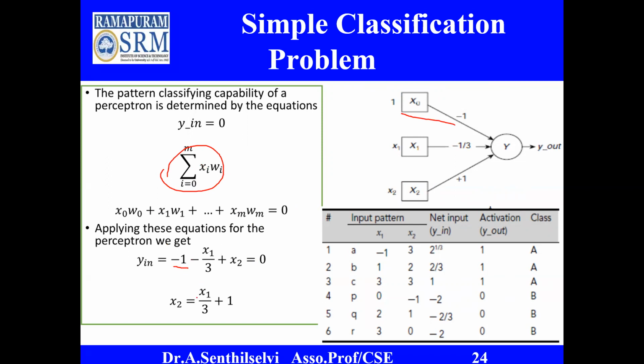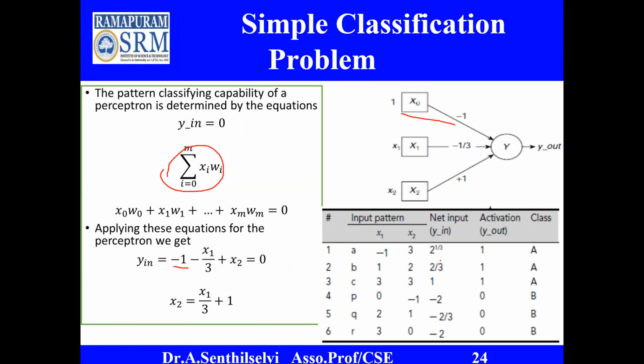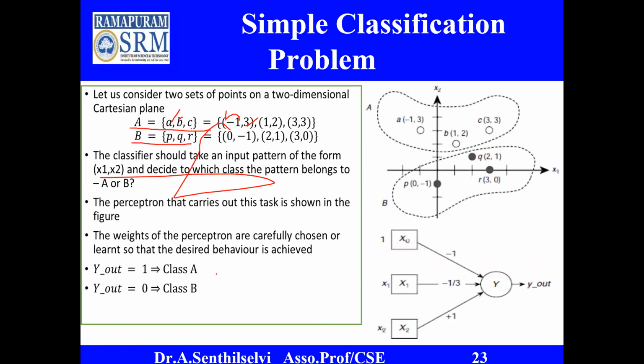Okay, so when we simplify this equation, we get x2 equal to x1 divided by 3 plus 1. If you are considering the input patterns, for example, if you have 6 samples in the input A, B, C, P, Q, R, what is the x1 value and x2 value? From the given data, we write the x1, x2 values, and using this equation we calculate the net input value. And we will calculate the activation class of the particular input. Okay, we already defined that if y out is equal to 1, it belongs to class A, and y out equal to 0 belongs to class B. Already we defined that.